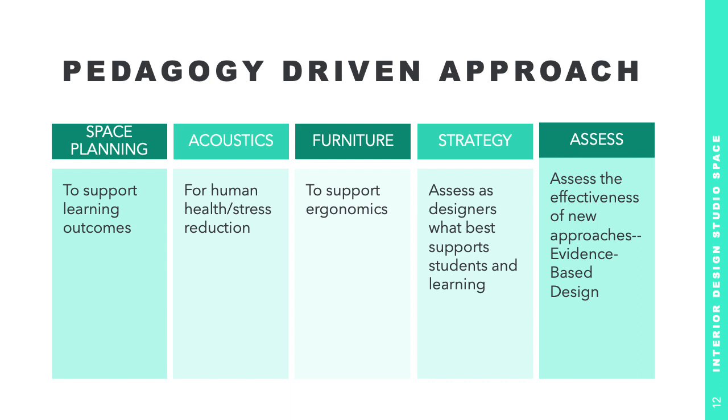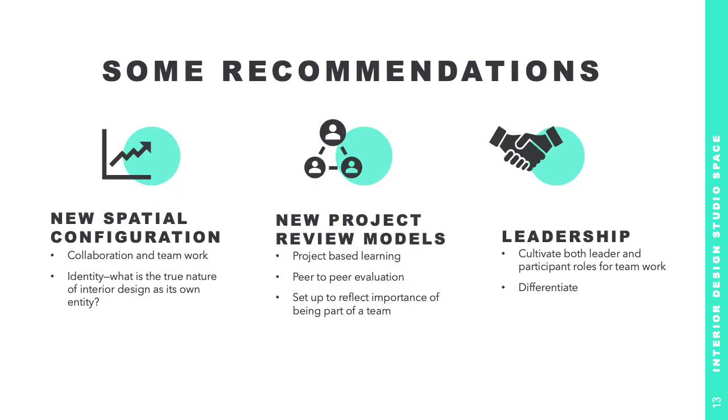So what is a strategy that we could use? Assess, as designers, what best supports student learning and the health and well-being of our students. Then, once we have come up with a new environment, try solutions using an evidence-based design approach and determine the effectiveness of these solutions. So some recommendations that I would make for this particular approach: try a new spatial configuration, create spaces for collaboration and teamwork, create spaces for private work. What is the identity of interior design that makes it unique, separate, and different from architecture, and really create design solutions that reflect that.